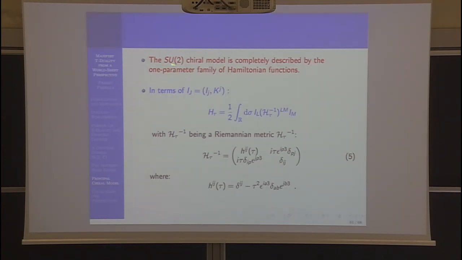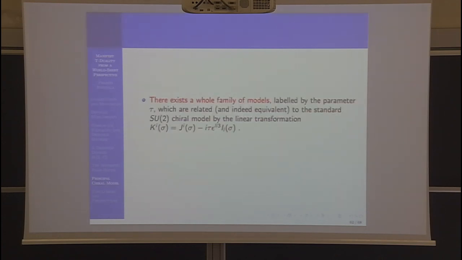So in this way, what we show is that the SU(2) current model is completely described by the one parameter family of Hamiltonian functions, this one. And again, the Hamiltonian function can be written in terms of this Riemannian metric that has the same structure of the generalized metric introduced already in the string case and also in the case of the rotor. So there exists a whole family of models labeled by this parameter tau, which are related to the standard SU(2) chiral model by the linear transformation that is an O(3,3) transformation.